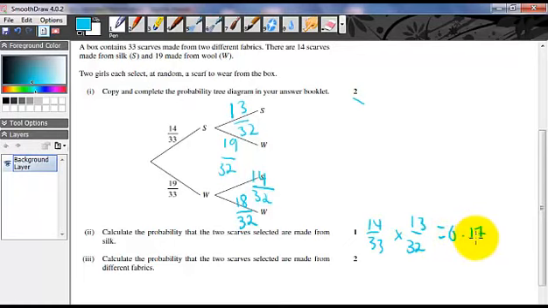Or you could have left it in fraction form, 91 over 528, but I'm not going to write that. So 0.17. Okay?